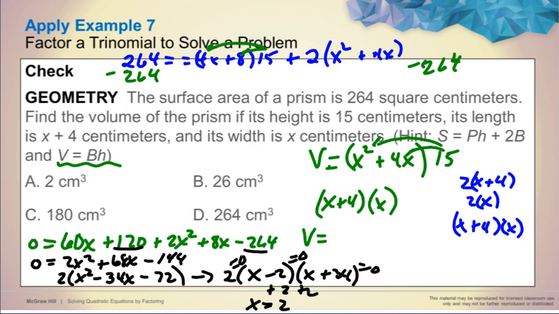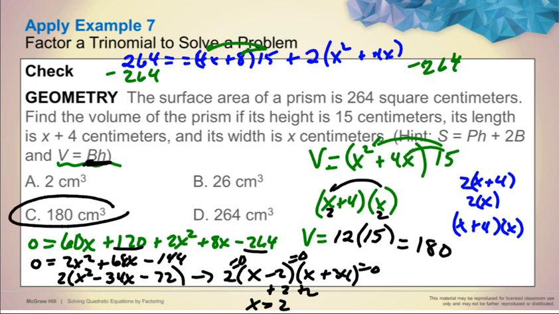So now if x is 2, now I use the perimeter. So the base here would give me x times x. So this would be 2 and then a 2. So 6 times 2 would give you 12. And then times the height, 15. This is going to give us an area of 180, or a volume of 180. So that would be letter C.